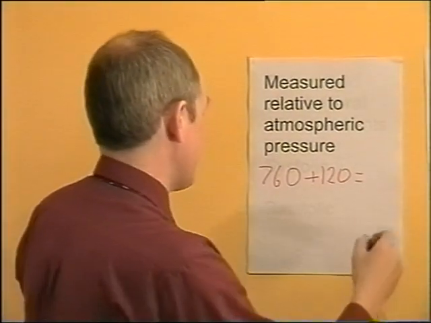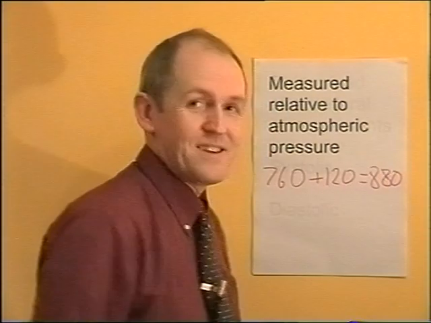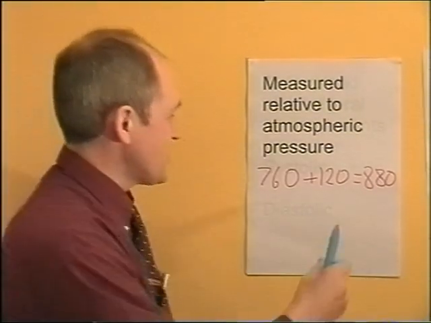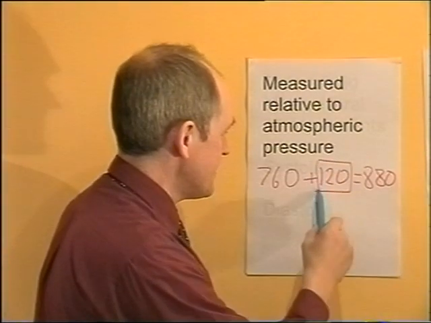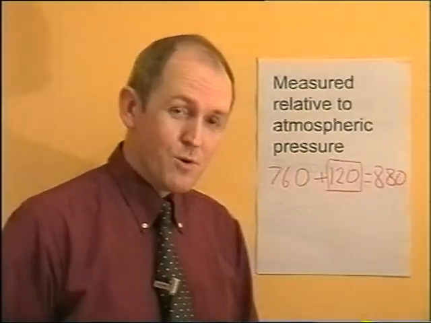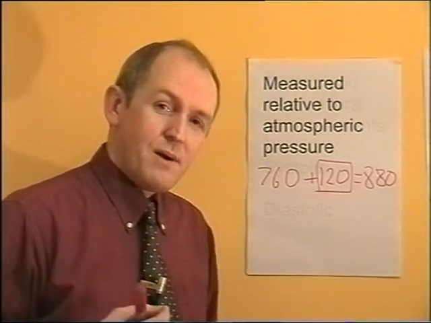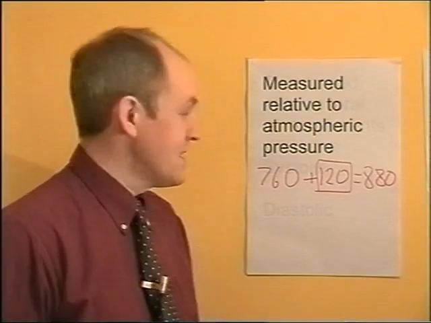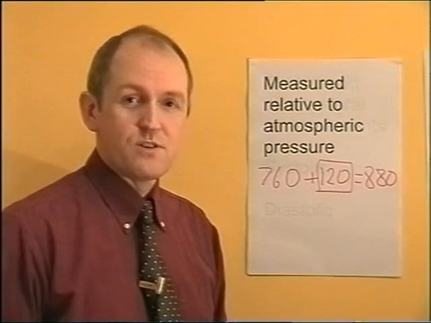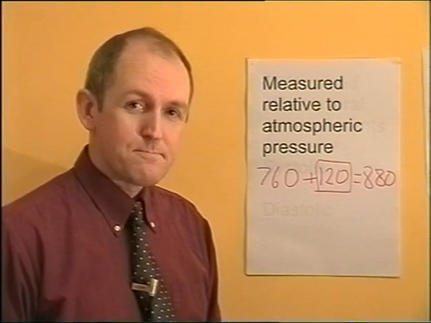So that would actually give us a total pressure of 880 millimeters of mercury total pressure. But the only bit we actually take account of is the figure which the blood pressure is above the normal atmospheric or the normal barometric pressure. So when we're talking about blood pressure, we're actually talking about the degree to which the blood pressure is higher than the normal atmospheric pressure. In other words, it's not measured relative to a vacuum. The blood pressure is measured relative to normal atmospheric pressure.